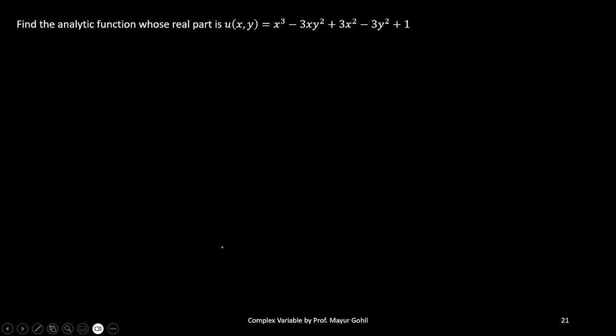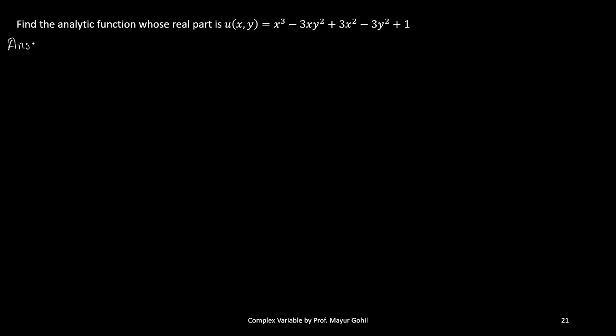I am Mayur Gohil. In this video lecture we shall be solving the following problem: find an analytic function whose real part is u(x, y) = x cube minus 3xy square plus 3x square minus 3y square plus 1. Now let us see the procedure to find it. In our previous video lecture we have already seen the Milne Thompson method. So let us see how to go about it.